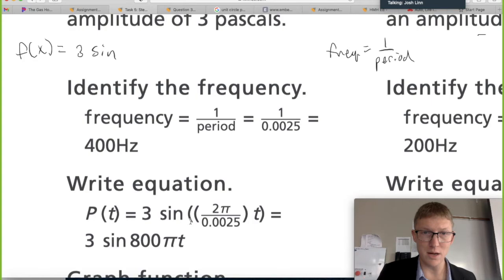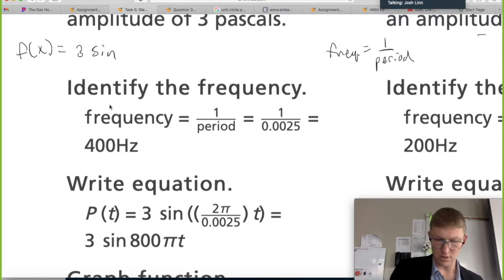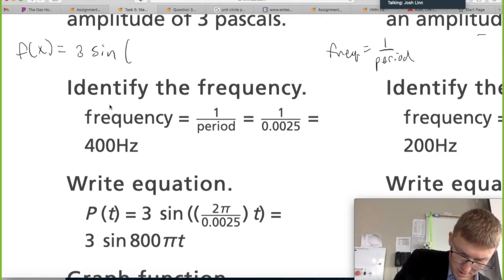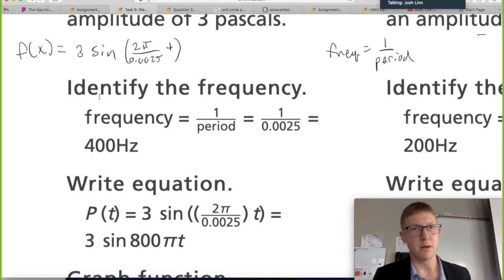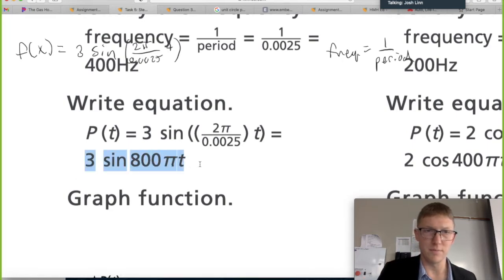So it's going to be sine of 2 pi over our, not our frequency, our period. So remember, they gave us the period, and then instead of x, we're going to be using t. So we've got our 2 pi divided by 0.0025 times t. And then you shove all that in your calculator, and you get this. So once you're here to graph the function, again, you can already figure some stuff out.